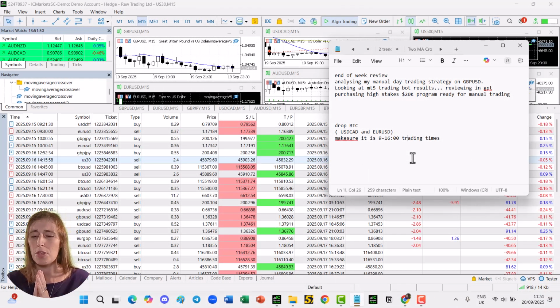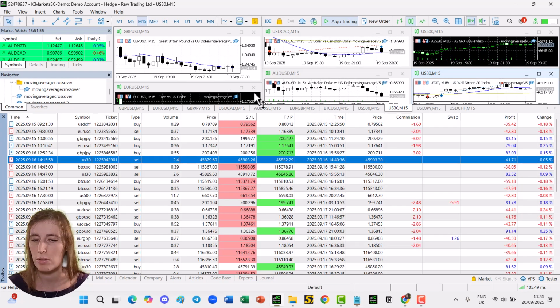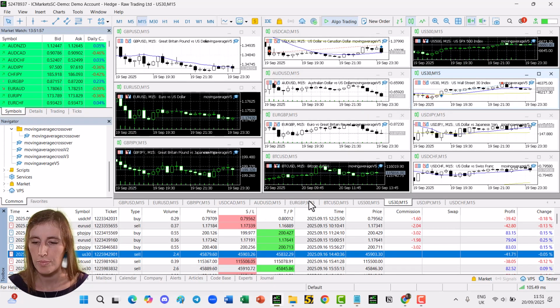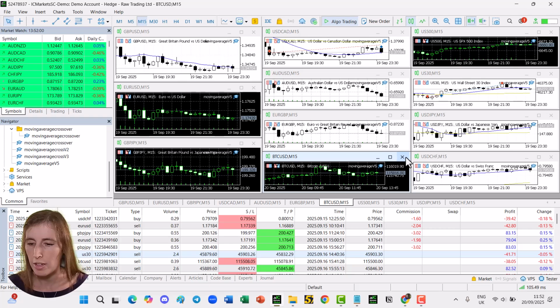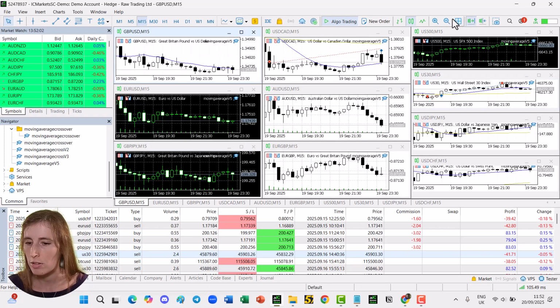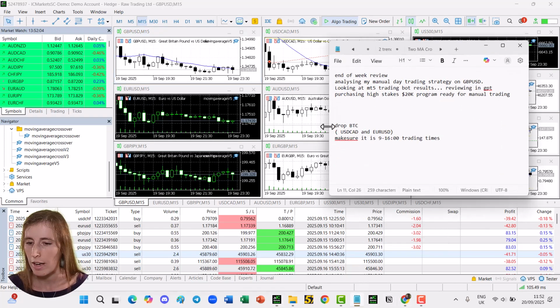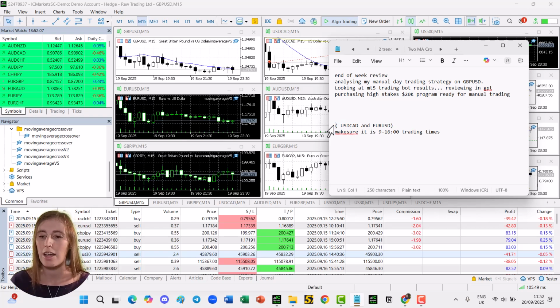I've made a note of some of the improvements I'm going to make, so I'm going to remove Bitcoin. Let's do that first. Bitcoin, US dollar, goodbye. So I have dropped Bitcoin from my testing. It also advised me to drop USD CAD and Euro USD, but there were only a couple of losers for each pair. So I'm going to continue that for another week to get more trading data and review this again in a week's time. If they're still performing badly, I may drop them next week.